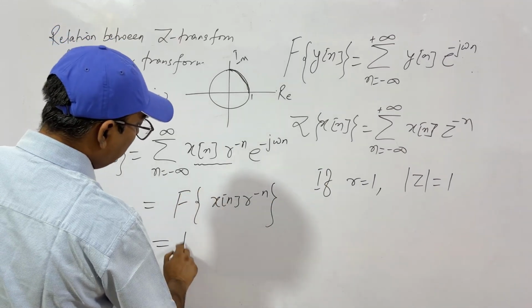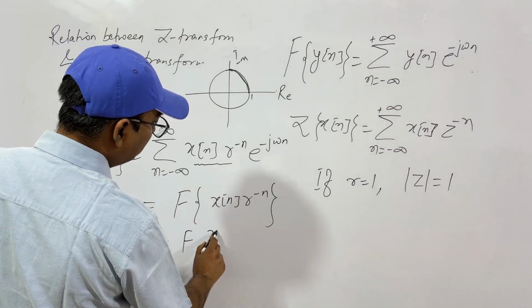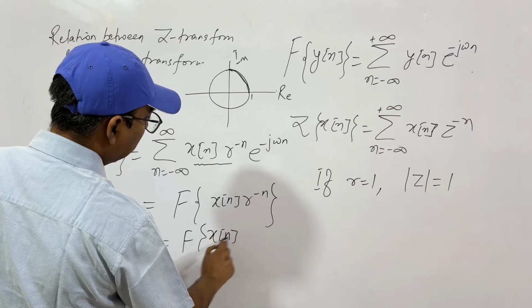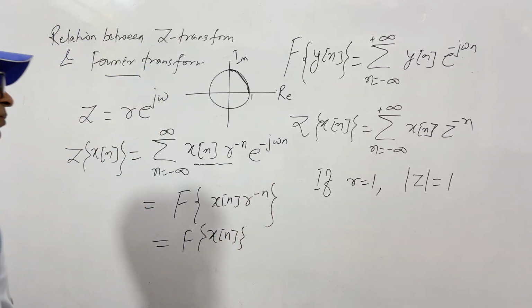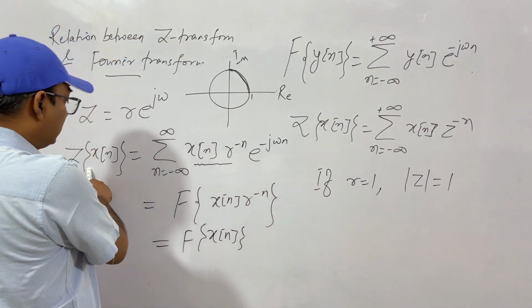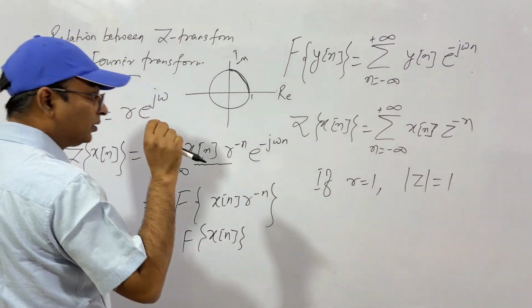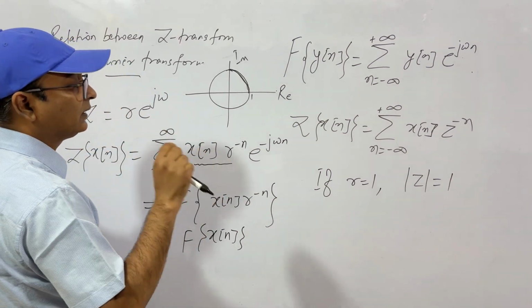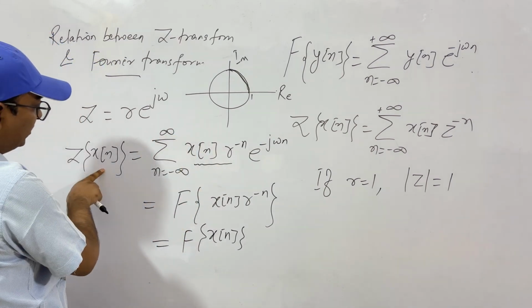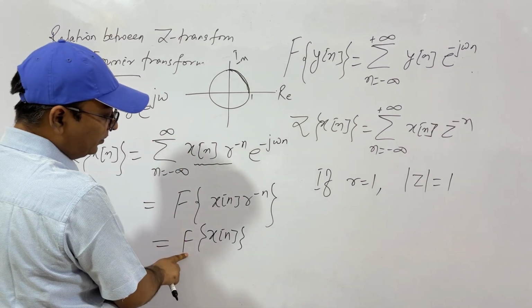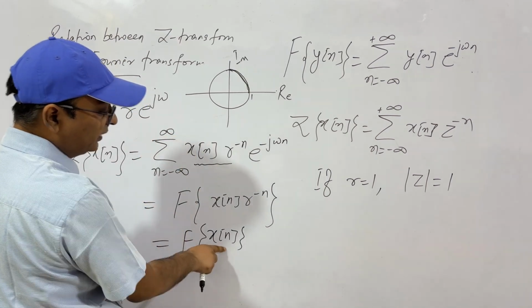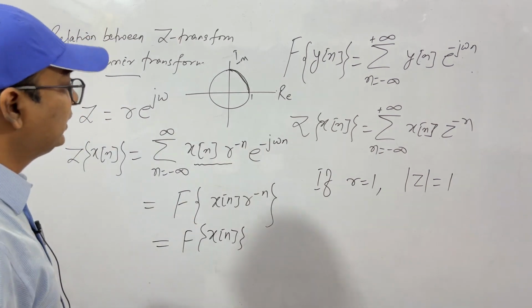This means, see, this is 1, so this is the Fourier transform of x[n] only. That is, for r equal to 1, that is, mod of z equal to 1, the Z transform reduces to the Fourier transform. Again I am saying, if the modulus of z is 1, that is, r is equal to 1, the Z transform of x[n] reduces to the discrete Fourier transform of x[n]. This is the relation between these two.